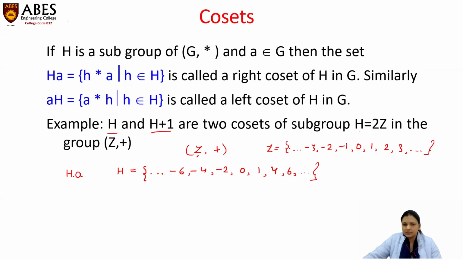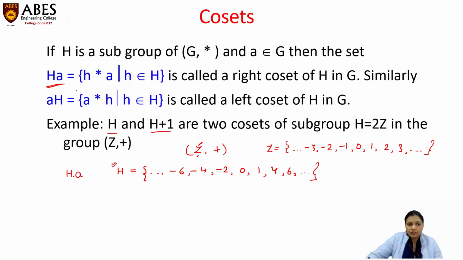This is Z, this is H. Now we have to find the coset for this subgroup. The way to find the coset for this subgroup is we have to perform the operation with an element of that particular group. The group is Z, so we have to perform the operation with any integer.